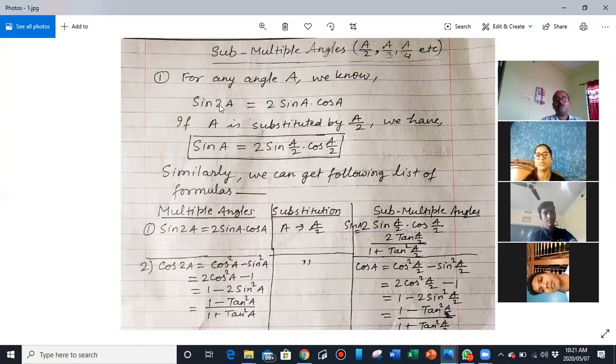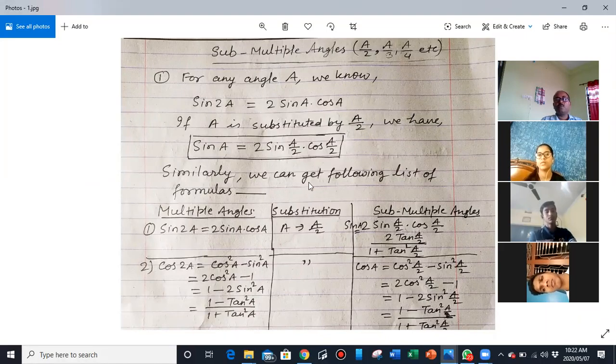What are we going to do? Wherever you see A, consider it as A by 2. So 2 into A by 2 will become A, so it will be sin A. This side, 2 sin A by 2 into cos A by 2. Means in the formula of multiple angle, replace A by A upon 2. Then you will get this new formula. Here, sin of the whole angle A is split into twice of sin of angle A by 2 into cos A by 2. So this is one of the formulas for submultiple angle.